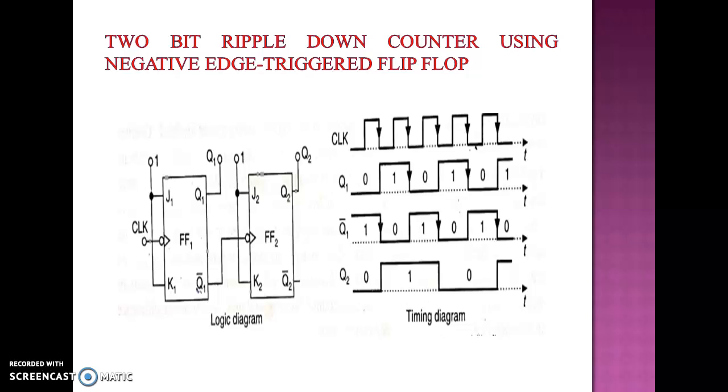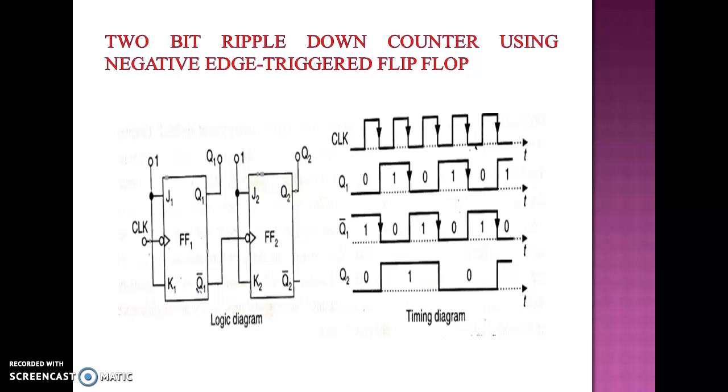Next, 2-bit ripple down counter using negative edge trigger flip-flop. The 2-bit down counter counts in the order 00, 11, 10, 01. Again returns to 00. This figure shows a 2-bit ripple down counter using negative edge trigger JK flip-flop and its timing diagram. For down counting, Q bar of flip-flop 1 is connected to the clock of flip-flop 2.